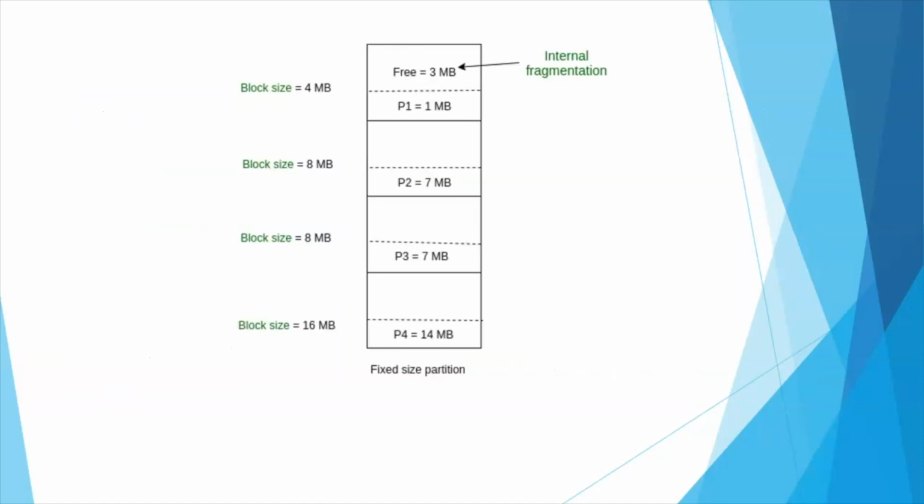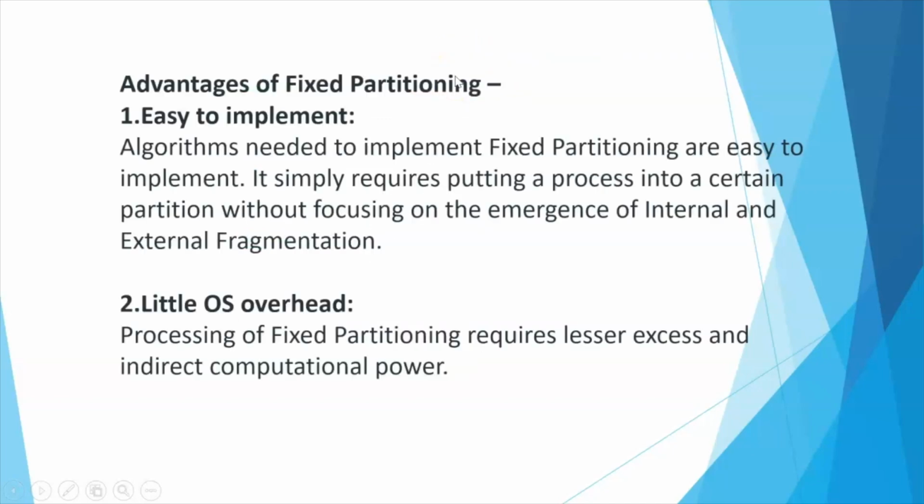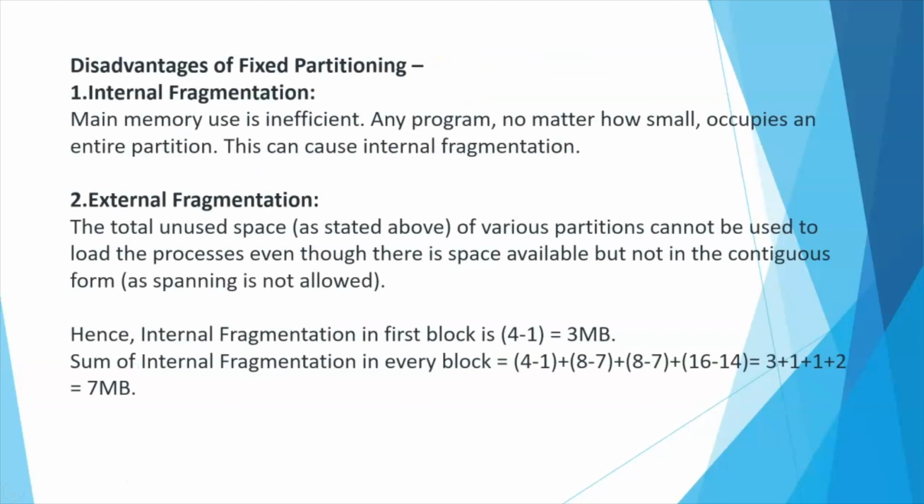Let us explain with an example. Here, the first block size is 4 MB and the process size is 1 MB. Irrespective of the process size, the process is allocated to this block, so only 1 MB is used, and 3 MB of the 4 MB space remains free. This is called internal fragmentation. So internal fragmentation means any program, no matter how small, occupies an entire partition.